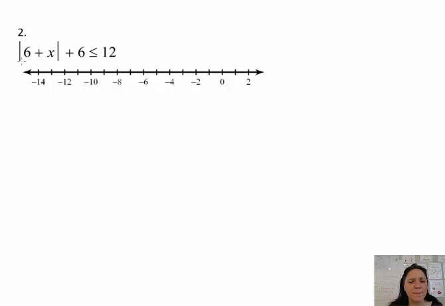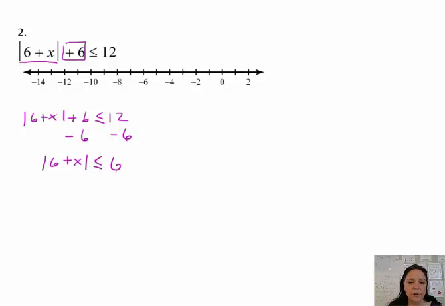All right, next problem. Our absolute value is not isolated, so I can't say just where my absolute value is with respect to 0 on the number line until I get that isolated. So let's do that first. Absolute value of 6 plus x, plus 6 is less than or equal to 12. Subtract 6 from both sides to isolate my absolute value. I have the absolute value of 6 plus x is less than or equal to 6. And now I'm ready to sketch my number line.